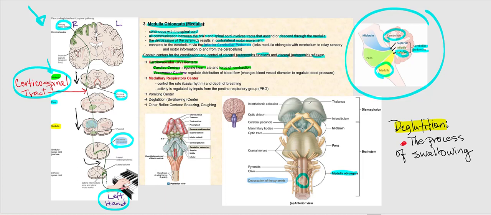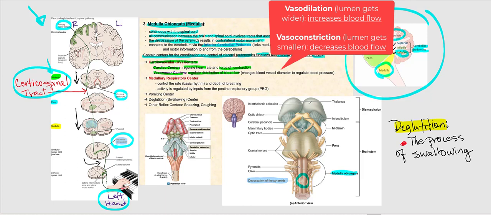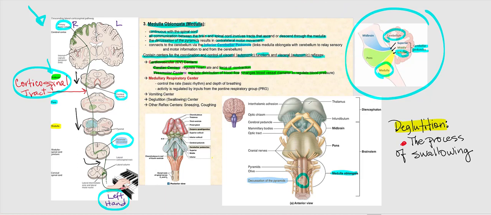Another center that's part of the cardiovascular center is the vasomotor center. This will regulate the distribution of blood flow. So how does it do that? Well, it does that by changing the diameter of the blood vessel, in other words, vasoconstriction or vasodilation. And this will regulate blood pressure. These details you will be discussing next semester in Bio 224 when you talk about the cardiovascular organ system.